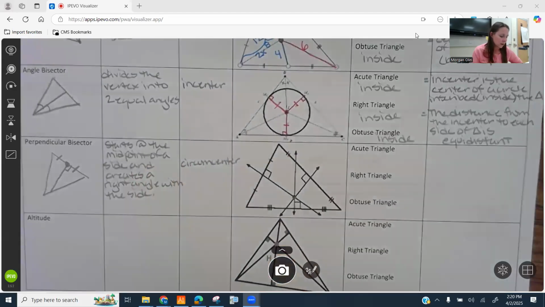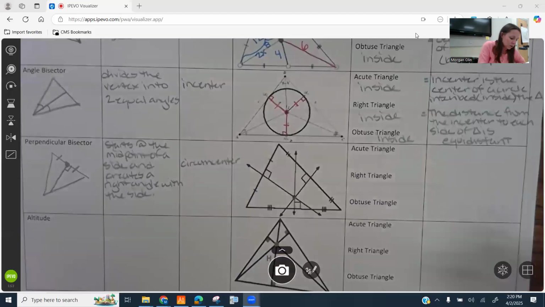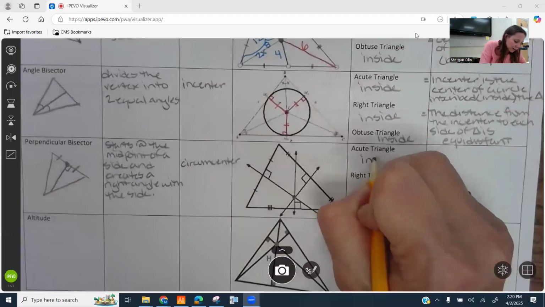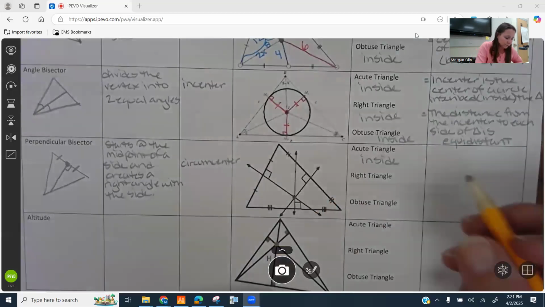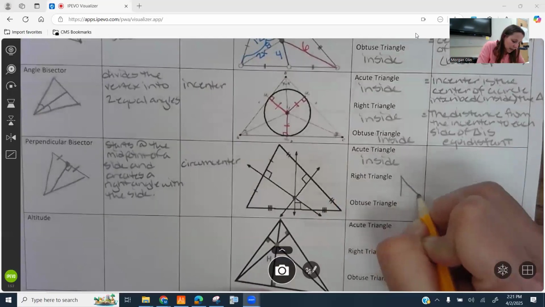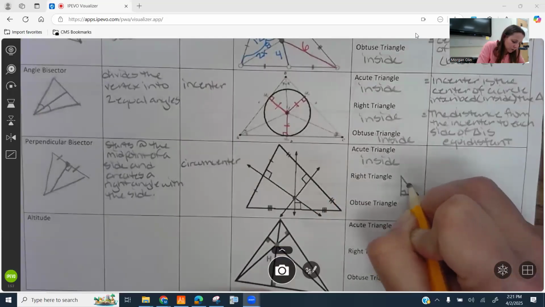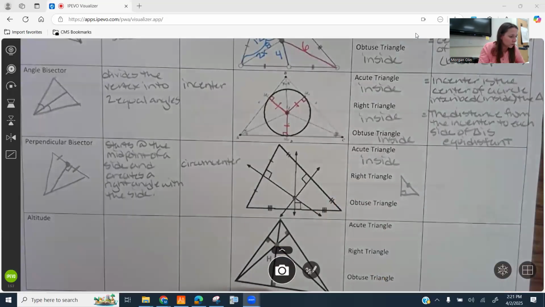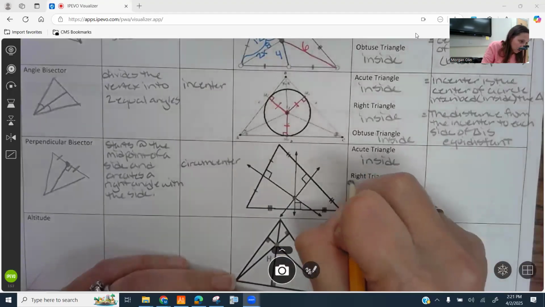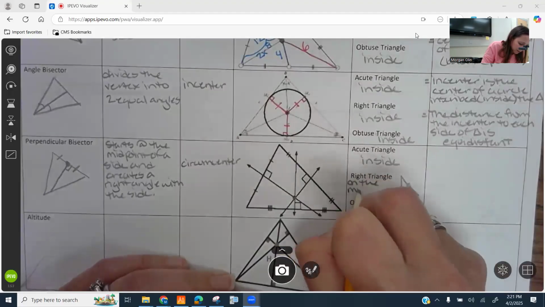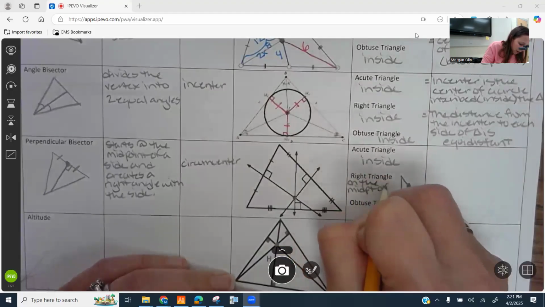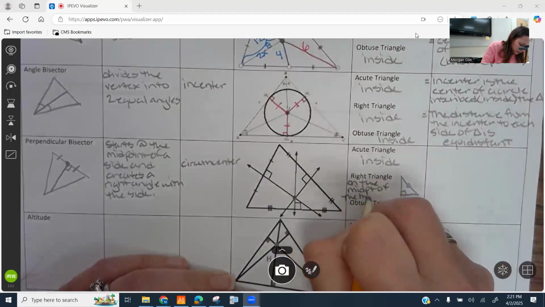All right. Now, this one's a little bit different. This is an acute triangle. And in an acute triangle, the circumcenter is inside the triangle like you see here. But when it comes down to a right triangle, in a right triangle, it's going to be on the circle. And it's basically on the midpoint of the hypotenuse.